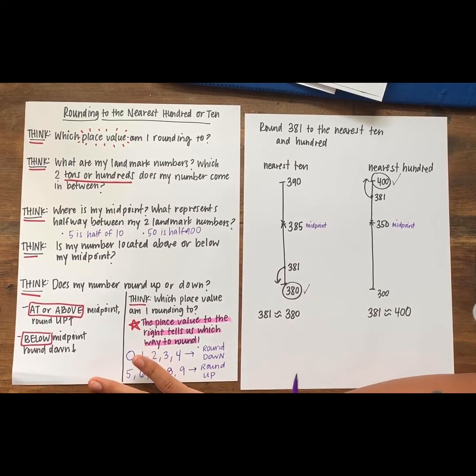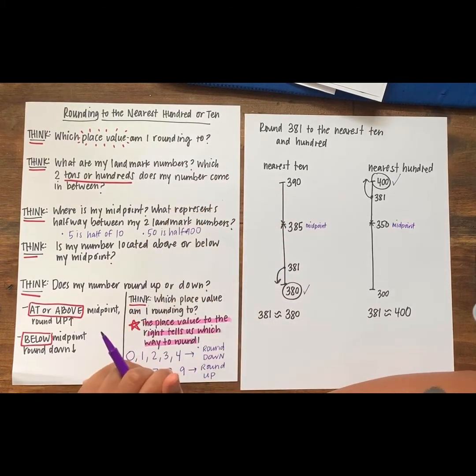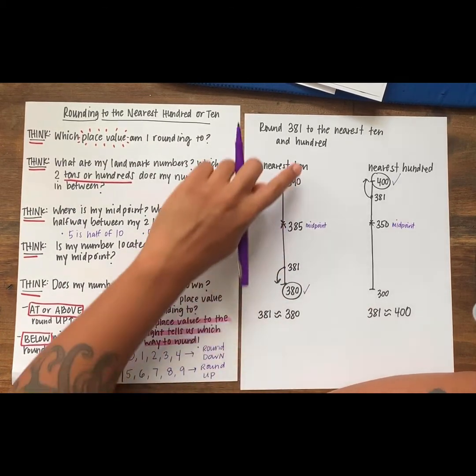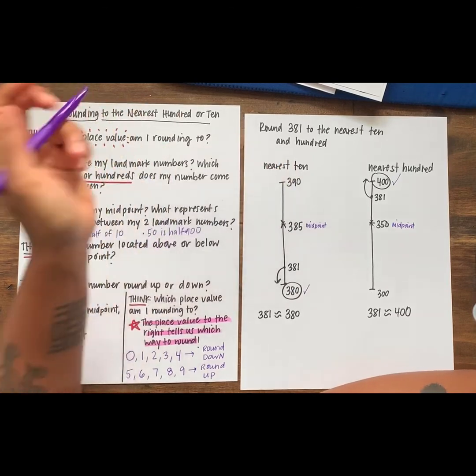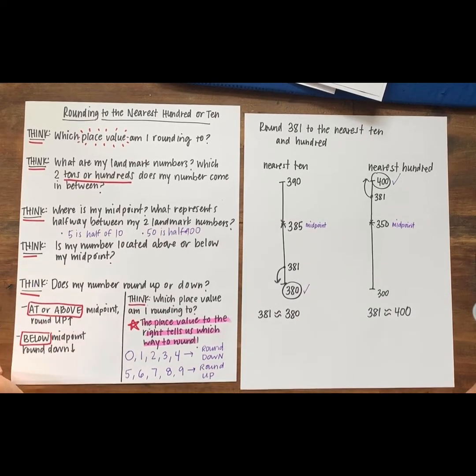I bet some of you started thinking about the patterns that we learned and realized that there was a way to round without even using a number line. How would we know that 381 rounds down to 380 when rounding to the nearest 10 if we didn't have a number line? How could we use that pattern we talked about earlier? Go ahead and say it out loud.